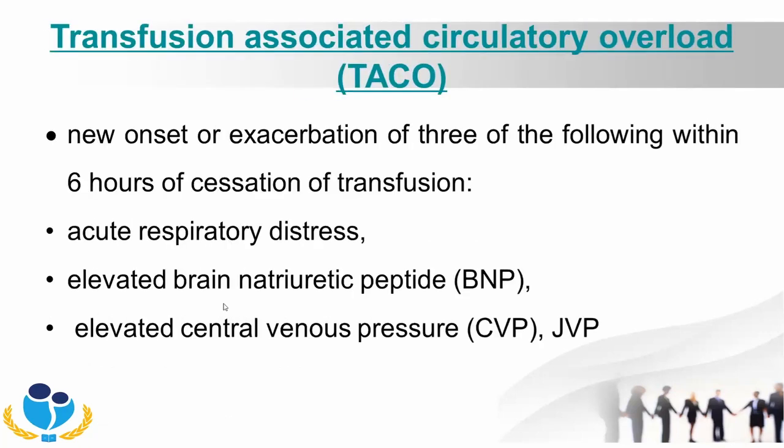Transfusion-associated circulatory overload usually happens in at-risk patients, which I have already said. The most important clinical finding which will help us to differentiate TRALI from TACO is raised JVP. JVP is raised in TACO, transfusion-associated circulatory overload. It is not raised in TRALI. If we have a facility to determine blood natriuretic peptide, it is elevated in transfusion-associated circulatory overload. In TRALI, it is normal.